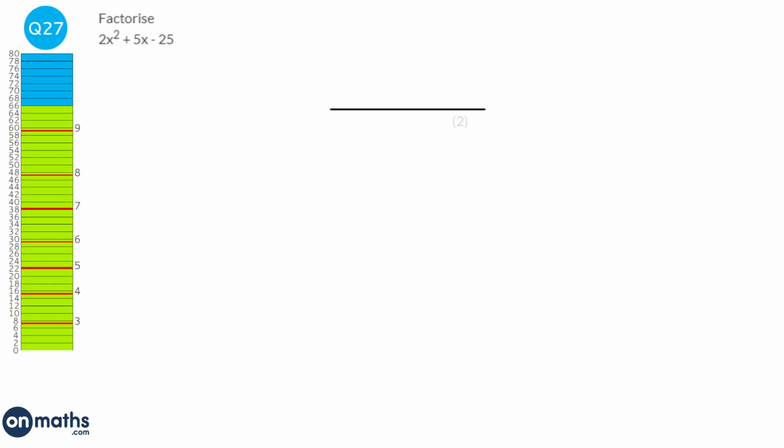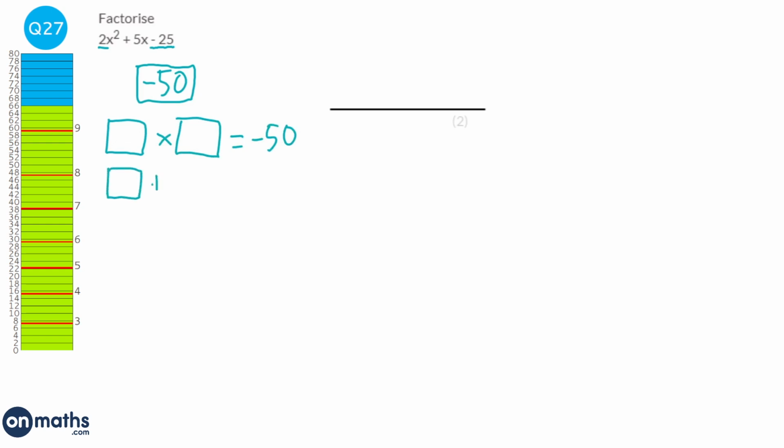We're going to first of all find our target number by multiplying the coefficient of the x squared, which is 2, by the number on its own at the end, which is minus 25. So 2 times minus 25 will be minus 50. And the reason this number is special is because we're looking for two numbers that multiply together to make that minus 50. We're also looking for two numbers that add together to make the coefficient of the x, that positive 5 there.